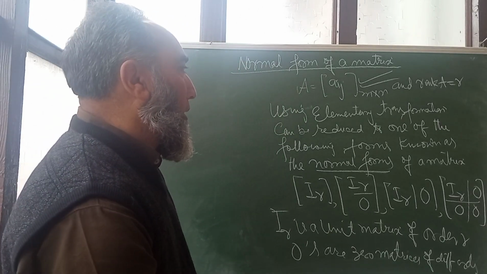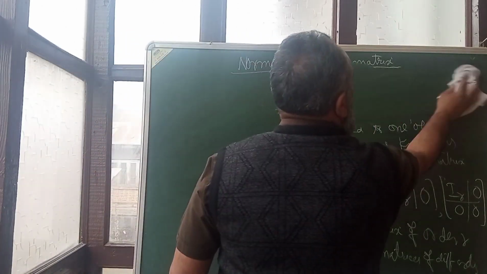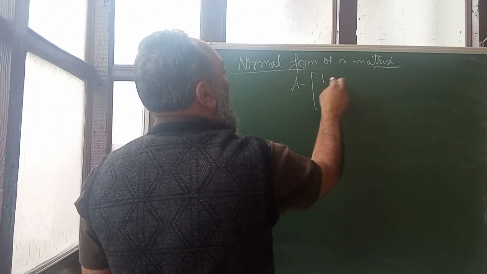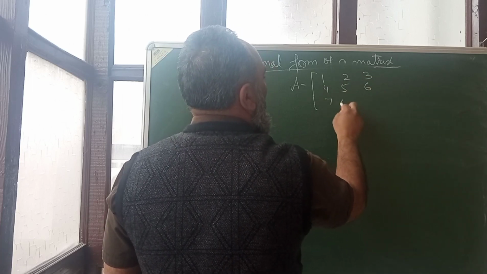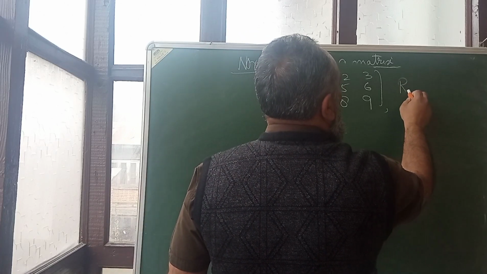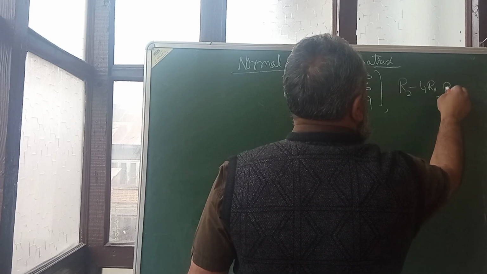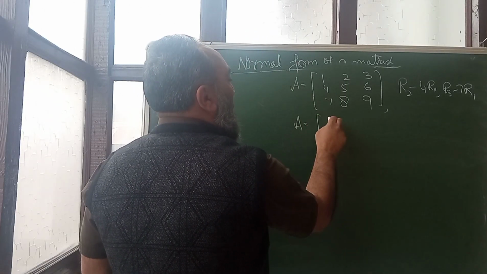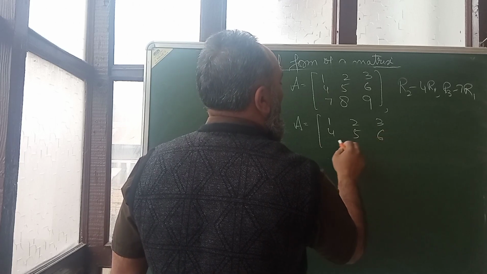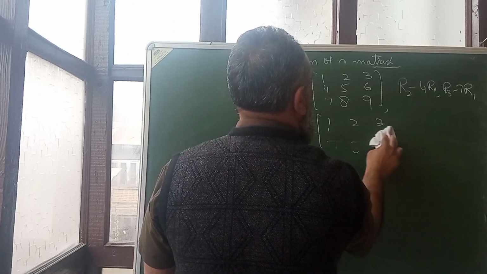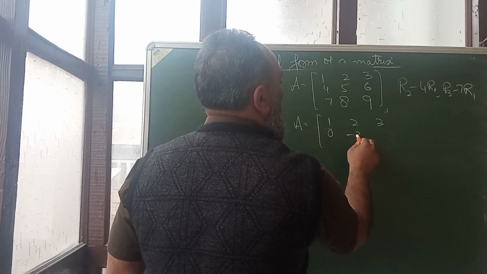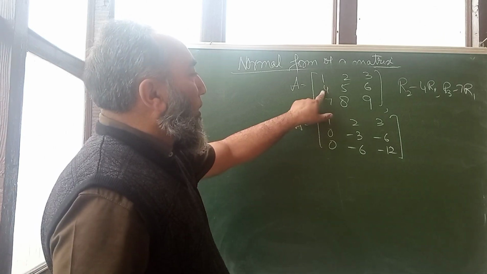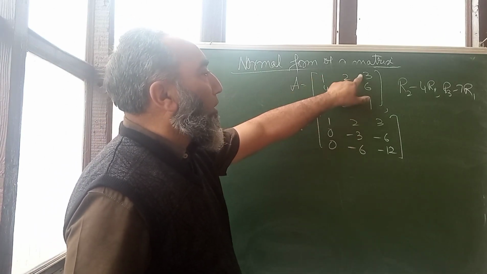Okay, let me give a simple example. A equal 1, 2, 3, 4, 5, 6, 7, 8, 9. You have seen that after operating row 2 minus 4 times row 1, and row 3 minus 7 times row 1, I will get 1, 2, 3, 0, minus 3, minus 6, 0, minus 6, minus 12. So row 2 minus 4 times row 1: 5 minus 4 times 2 is minus 3, 6 minus 4 times 3 is minus 6, and similarly for the next row.